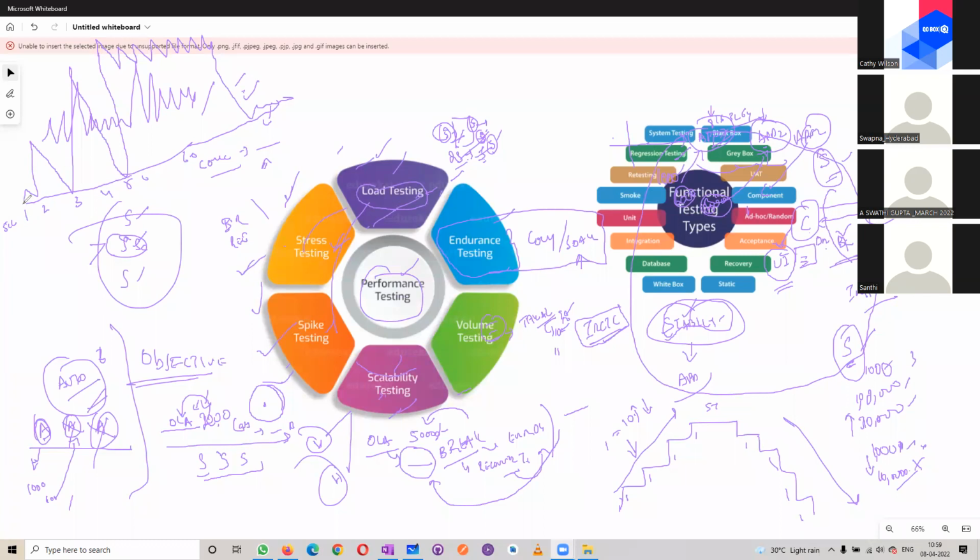Okay, spike testing is nothing but, for example, there is an application. Now I will abruptly give some users: 1,000 users, then 500 users, 2,000 users, 100 users, and 50 users. And again 1,000 users, 2,000 users. Now, if you see here, I am abruptly giving that number of users on the application, and I will measure whether the application is stable and working, its speed and all.